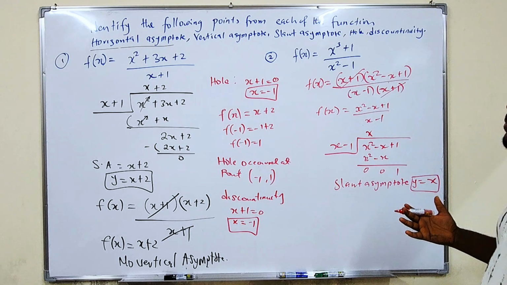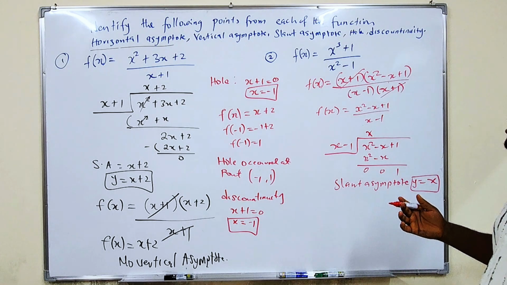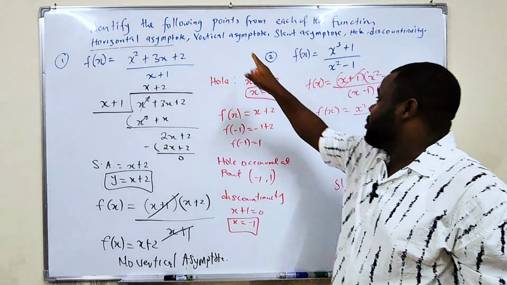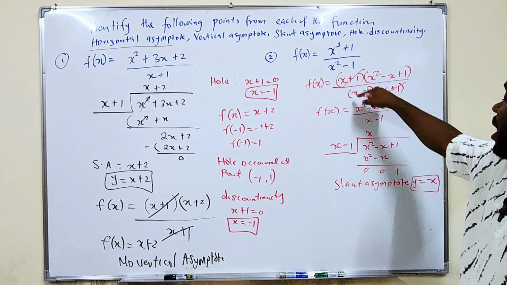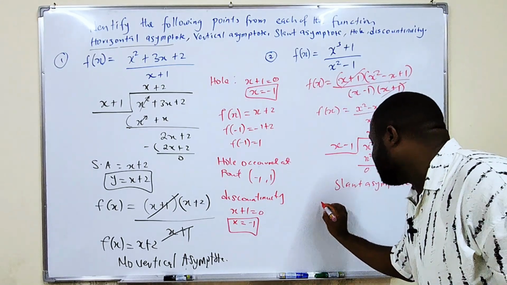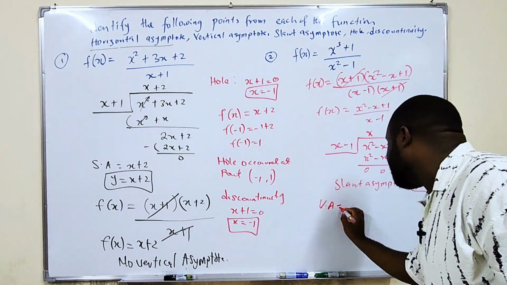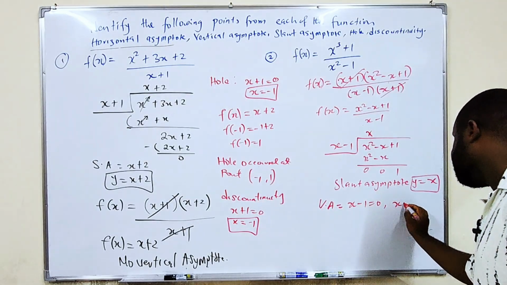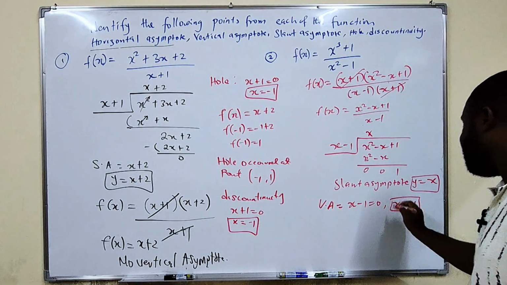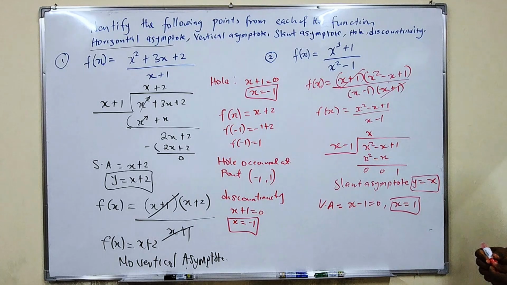The next thing we need to find is our vertical asymptotes. After we simplify our function, our vertical asymptote will be x minus 1 equals 0, therefore x equals 1. So the vertical asymptote occurred at x equals 1.